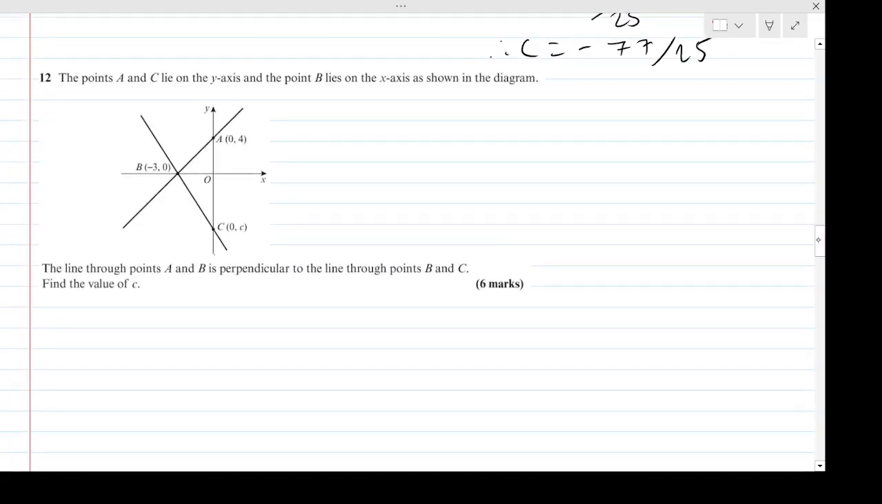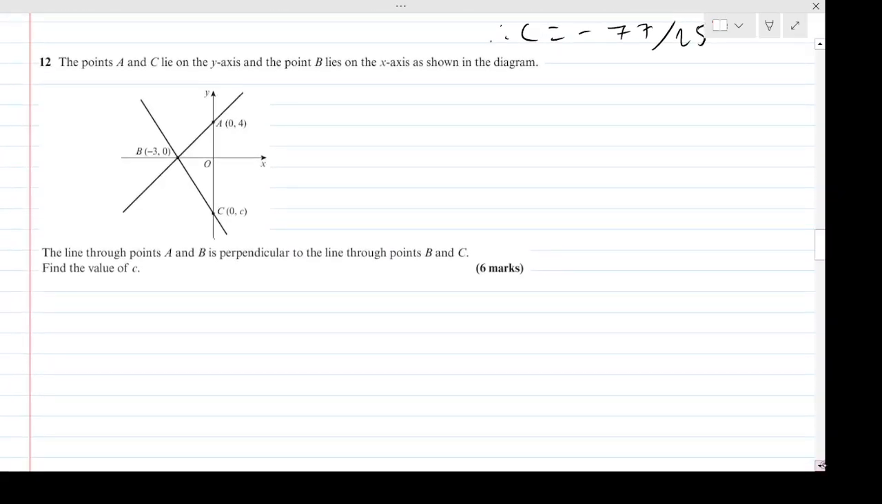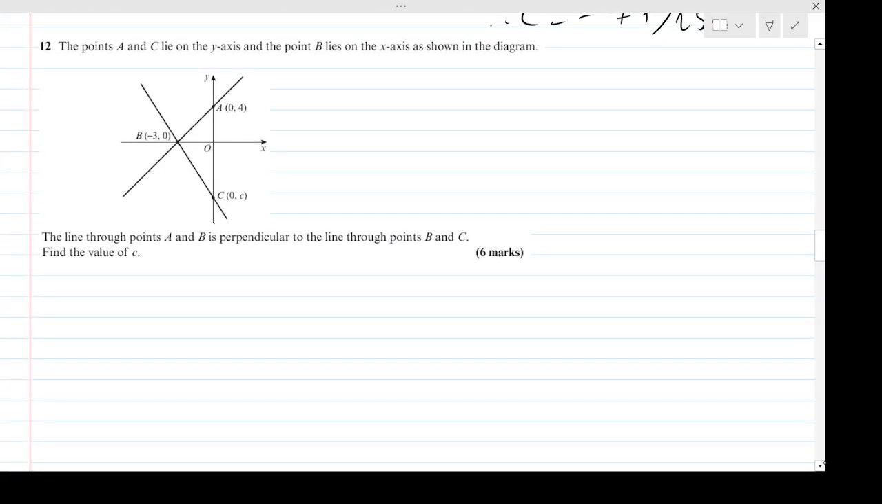Great. Okay, but in actuality exams do like to throw you more geometric-ish questions like this. So let's have a look. The points A and C lie on the y-axis, and the point B lies on the x-axis, as shown on the diagram. Okay, and they're giving us everything here, which is nice of them, I guess. Everything that's going on here.